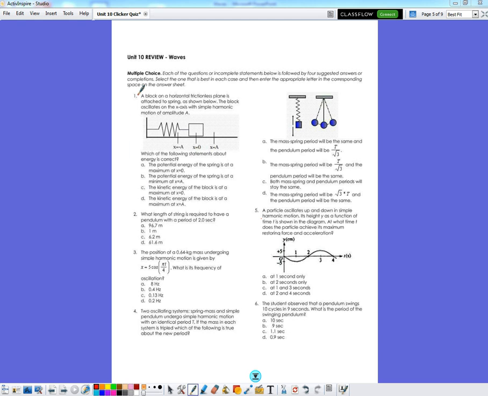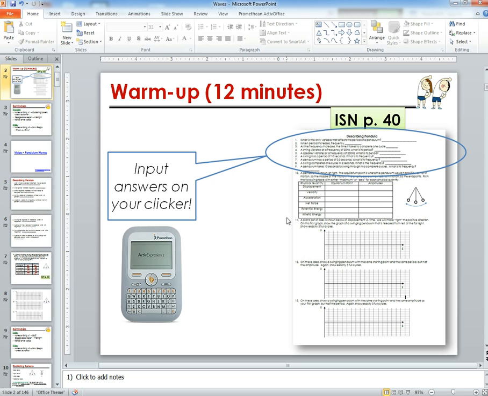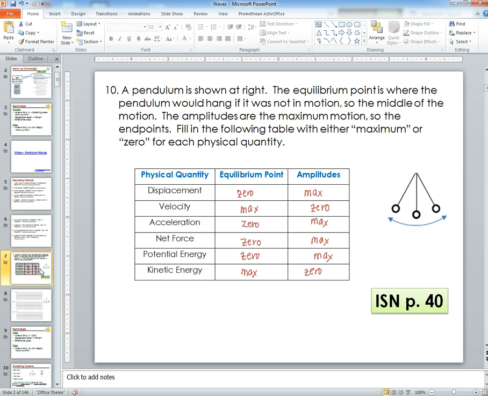Let's say, for example, number one, you can just look at your ISN page 40. We discussed this one, we have the concepts about that one. And then also number 7, ISN page 40 as well. If you don't remember what is on ISN page 40, it's this one that describes a pendulum. We discussed at which point these physical quantities are maximum or minimum. If you do not have the answer to it, these are the things that we've discussed on that one.